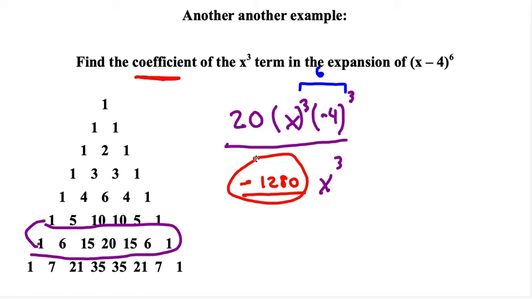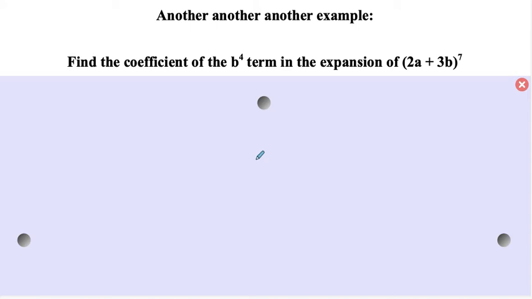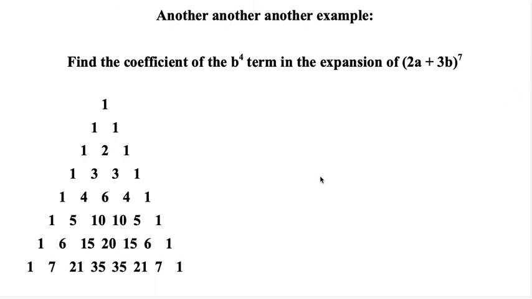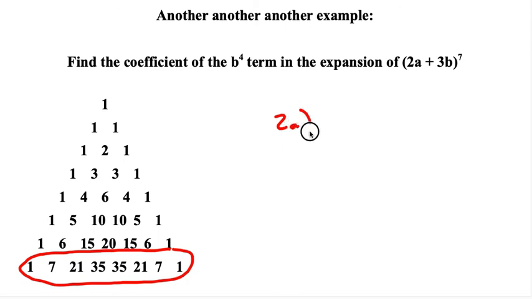Let's take a look. Last one. Find the coefficient of the b to the 4th term in the expression 2a plus 3b to the 7th. Okay. 7th means we're way down here. So we know that this is, well, take a look. b is the second term. So we know we're going to have a 2a being raised to a power, and a 3b being raised to a power. In fact, we know that 3b is going to have to be raised to the 4th. How do we know? Because this is the b to the 4th term.